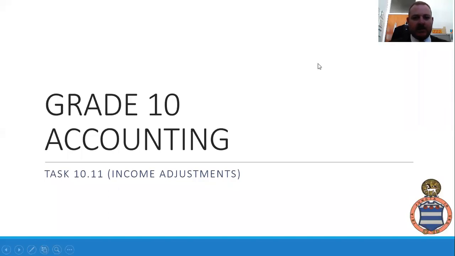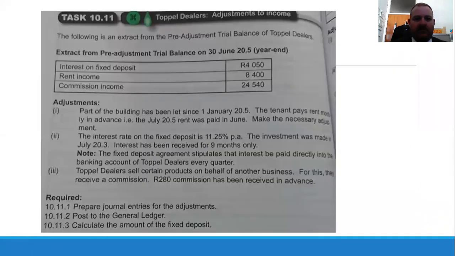All right, guys, just a nice short video to go through these new adjustments on incomes. If we see task 10.11, they've given us a pre-adjustment trial balance. They then give us a bit of information about it. I'm going to go through it as we go through the next couple of minutes.